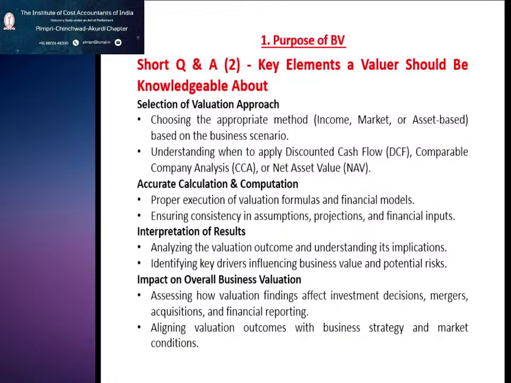Fourth aspect that he should be aware of is the impact on overall business valuation. So assessing how valuation findings affect investment decisions, merger acquisitions and financial reporting. At the same time, he should align valuation outcomes with business strategy and market conditions also.